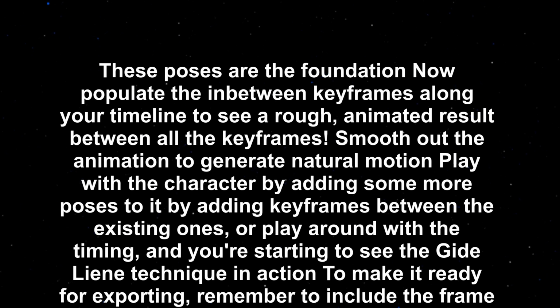Now populate the in-between keyframes along your timeline to see a rough, animated result between all the keyframes. Smooth out the animation to generate natural motion. Play with the character by adding some more poses to it by adding keyframes between the existing ones, or play around with the timing, and you're starting to see the Gide Liene technique in action.